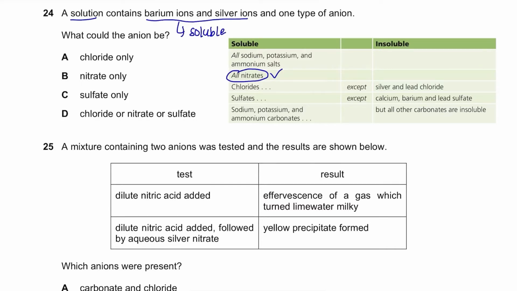For chlorides, all are soluble except silver and lead chloride, so this cannot be the answer since only silver compounds that dissolve in water are accepted. For sulfates, all are soluble except we have barium sulfate here, so again this cannot be the answer. We need barium compounds that are soluble in water. Therefore the answer is B, nitrate only, as silver nitrate and barium nitrate are soluble in water.